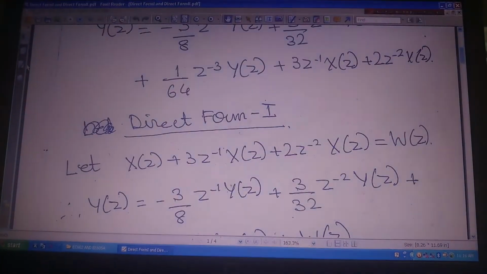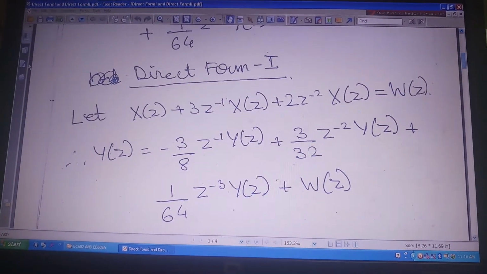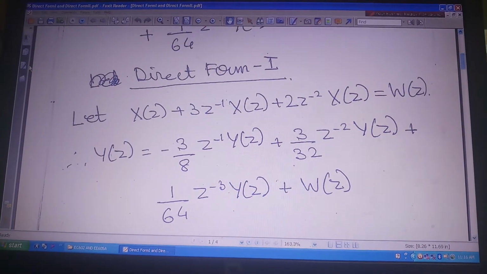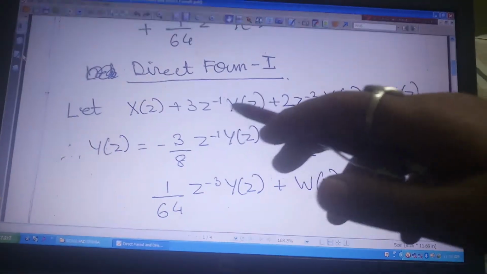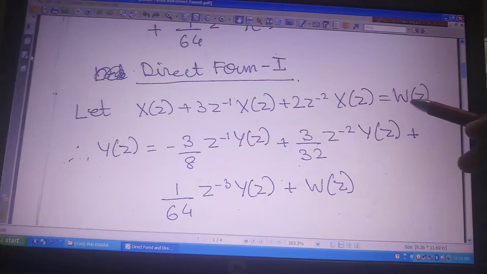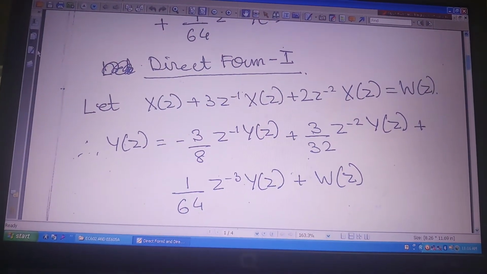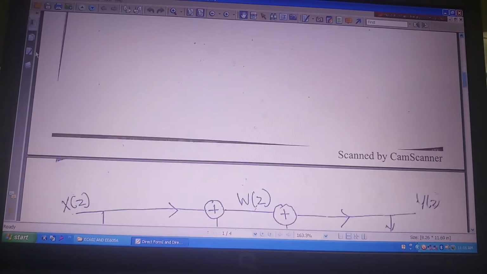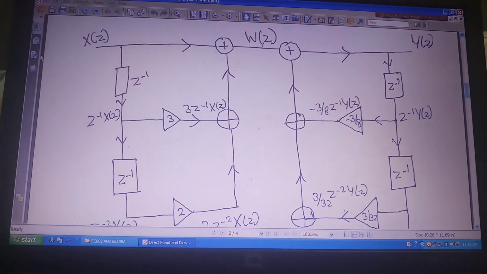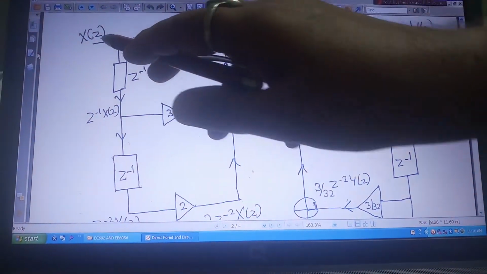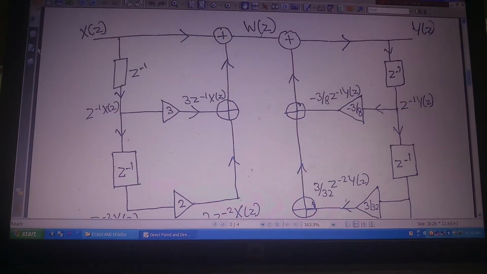If I try to realize this expression using direct form 1, I will replace the system with adders, multipliers and delays. Let me consider that W(z) is equal to X(z) plus 3z inverse X(z) plus 2z inverse squared X(z). So the above expression comes to this form, as you can see. Now see what I have done. X(z) is the input, Y(z) is the output and W(z) is an intermediate term which I have generated.